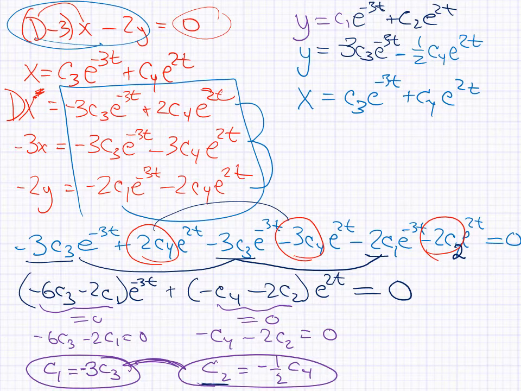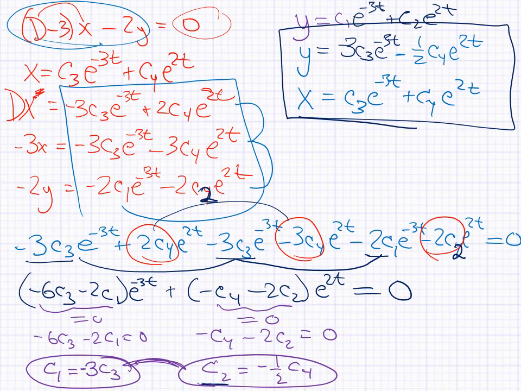This is just 2 here. So there you go. There's your two solutions in terms of two of the variables, in this case C3 and C4. We could have done it in C1 and C2. Ultimately, it doesn't really matter, but those are our solutions.